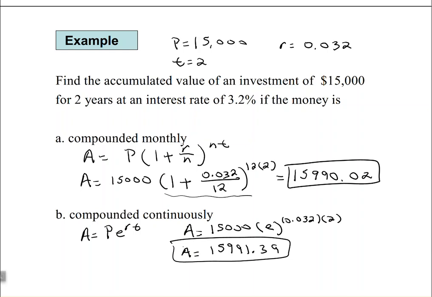So that's it. You can work all of these problems the same way. If it's compounded quarterly or semi-annually, you would use the first formula, but change your n to 4 if it's quarterly, or n to 2 if it's semi-annually. And if it's compounded continuously, you will use this formula here, A equals P times e raised to the power of r times t.